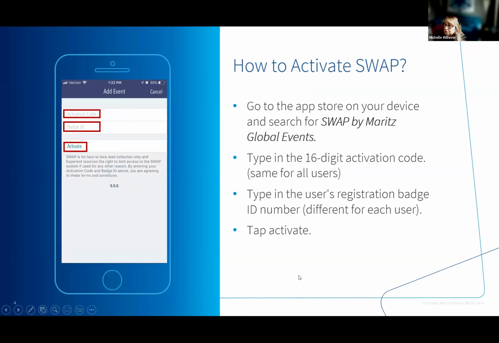It's so easy to download and activate the Swap app. Like I said, you can go to Swap by Merits Global Events on the App Store or Google Play and download that app. Once you download it, you're just going to add in your activation code and your badge ID, which can be found right next to the Swap symbol on your badge. That will have your Swap activated and ready to go. Next slide, please.